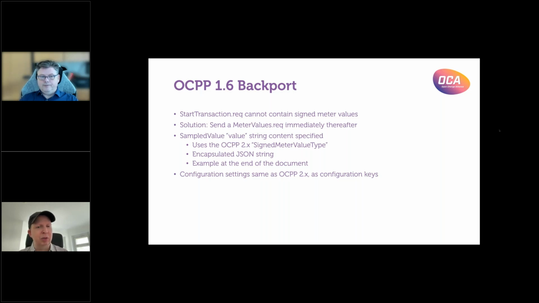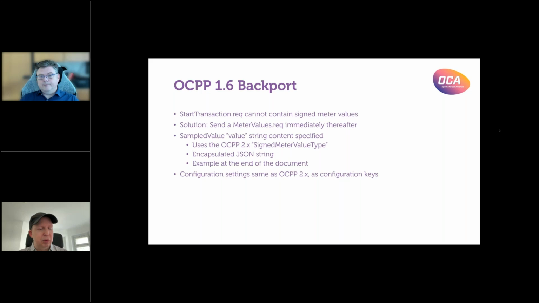But that's the vehicle we use, so that we cannot change the messages, we cannot add any fields. So that's the solution we came up with: you send a meter values request right after that, containing the start readings with a transaction begin context, so that the CSMS can also see, okay, these are the start readings, even though they're in a message that is actually normally transporting intermediate values.